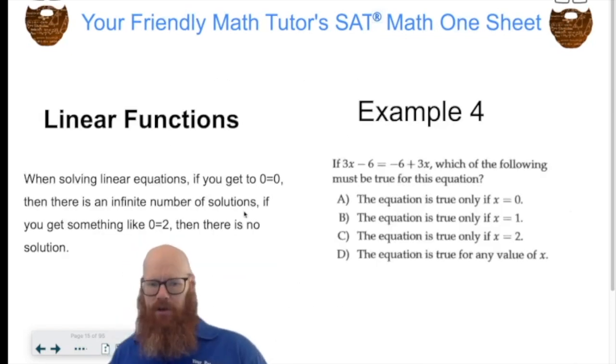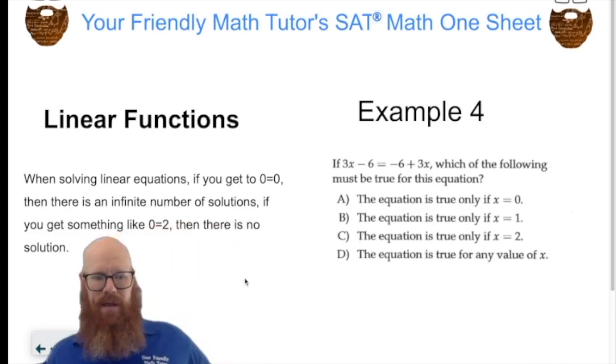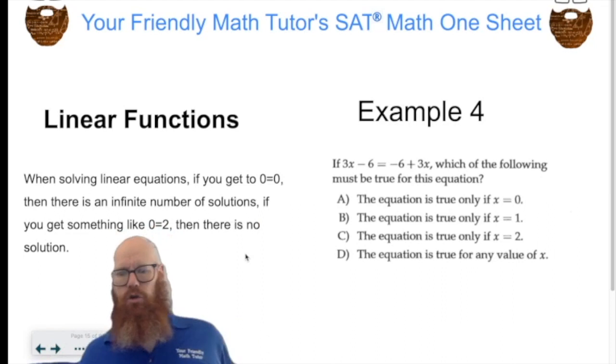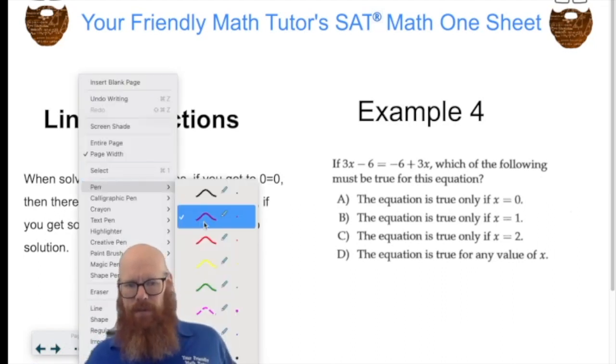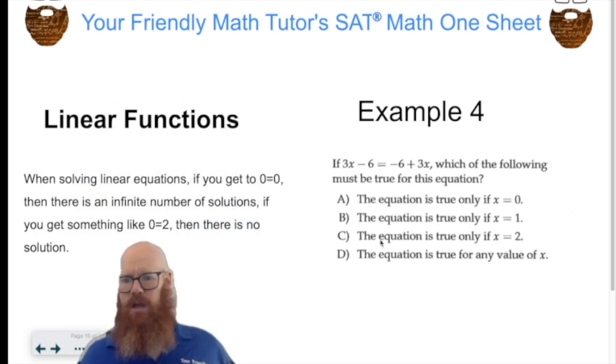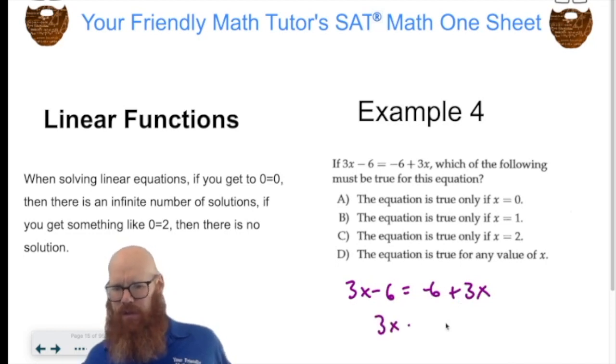So when solving linear equations, if you get 0 equals 0, there's an infinite number of solutions. If you get something like 0 equals 2, there's no solution. So the way we're going to solve this problem is in the beginning, we're simply just going to solve it. So let me start with 3x minus 6 equals negative 6 plus 3x. If I add 6 to both sides, I'll just get 3x equals 3x. And if I take away 3x from both sides, I will get 0 equals 0.